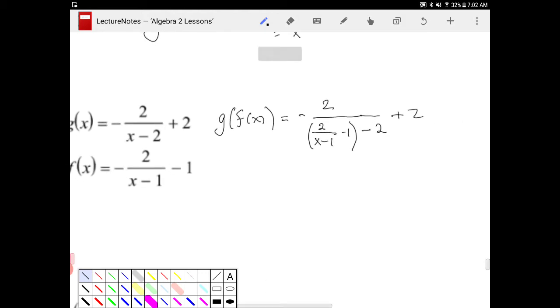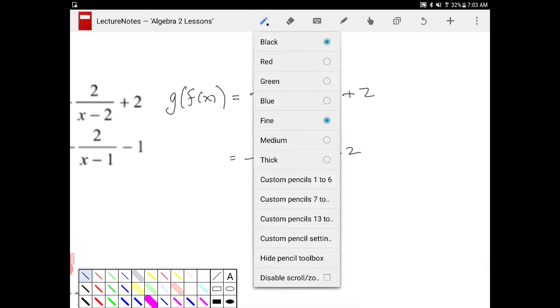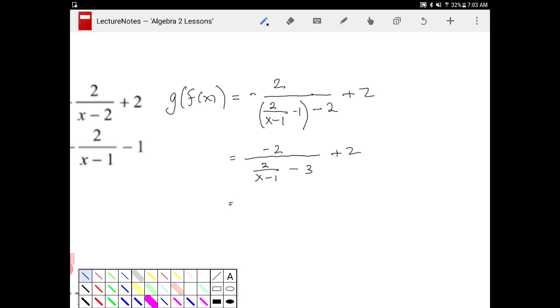All right, so I get this complicated looking fraction, and don't be afraid of this. This negative, I can move anywhere I'd like. I'm going to place that up top so I don't have to worry about it. The denominator here, I am going to open the parentheses and combine like terms. I get 2 over x minus 1 minus 3 and plus 2. I am going to continue simplifying the denominator until I get a simplified common denominator, and this whole entire big fraction turns into just a single fraction.